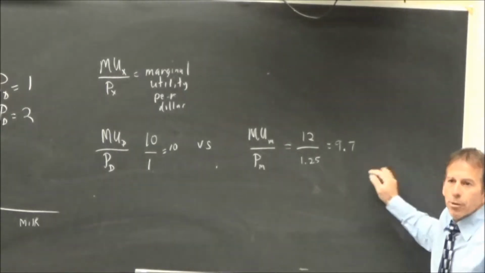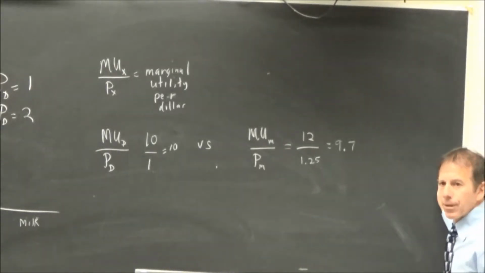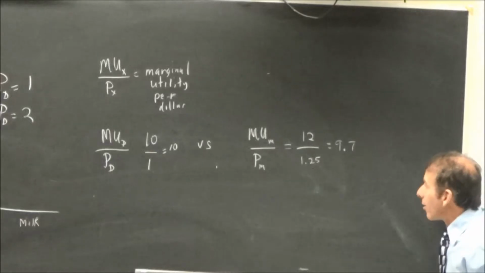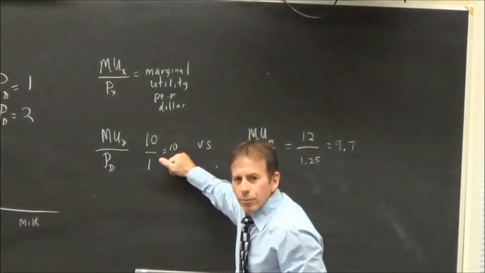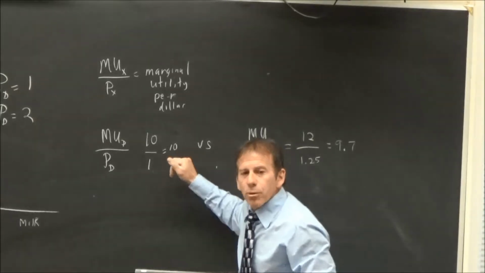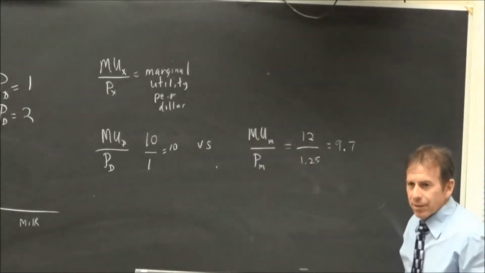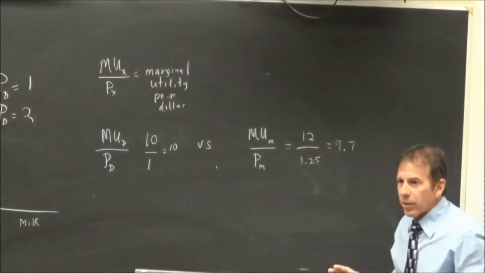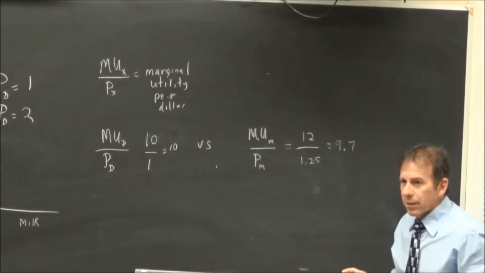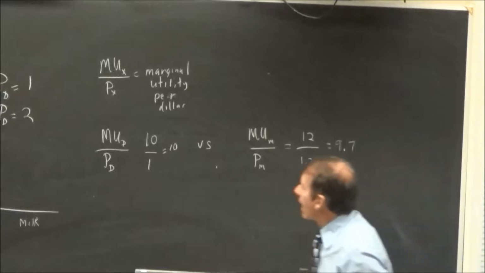Right, so what would the person buy first? The donut. Why? Because you get more for your money when you buy the donut. You're getting more per dollar for your donut. Okay? Is everybody okay with that? Okay. All right, now what would you buy second?